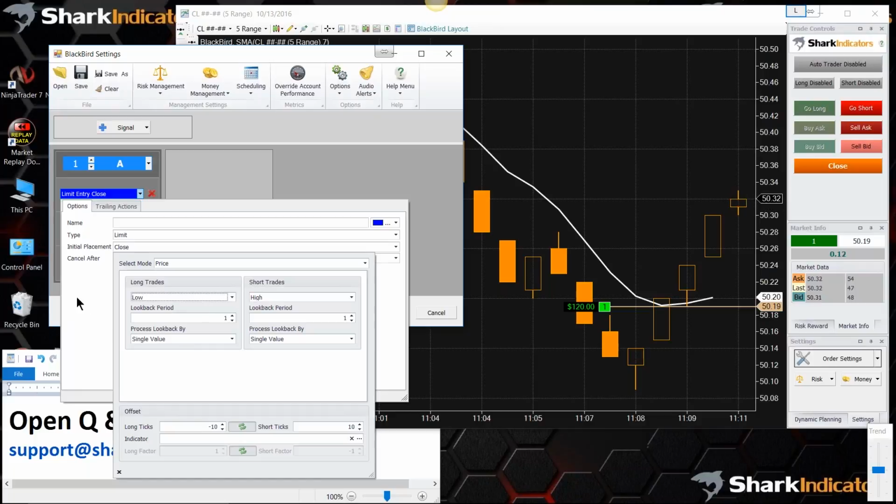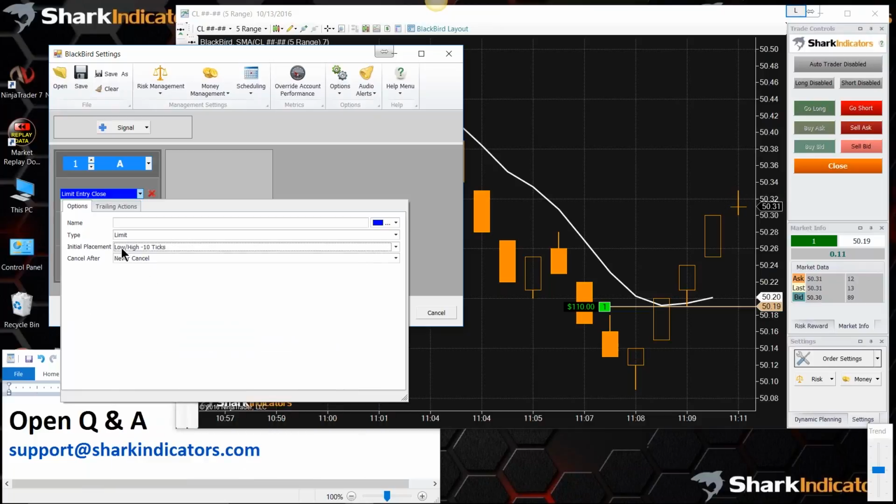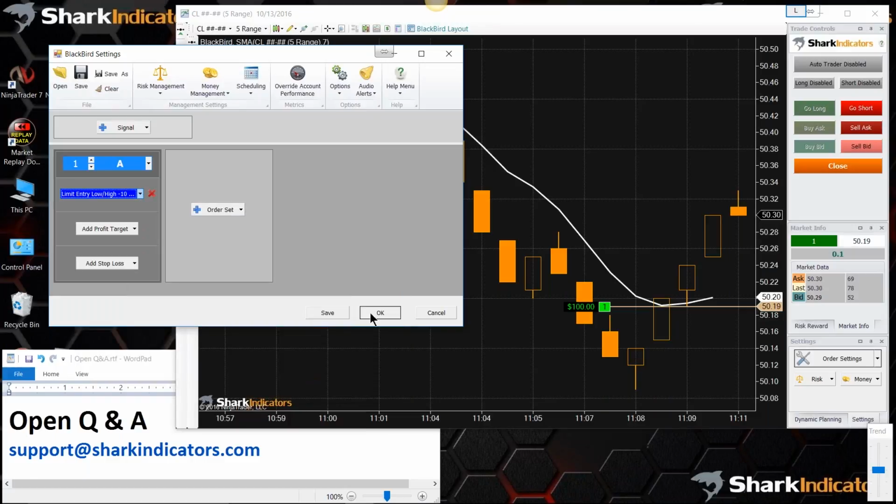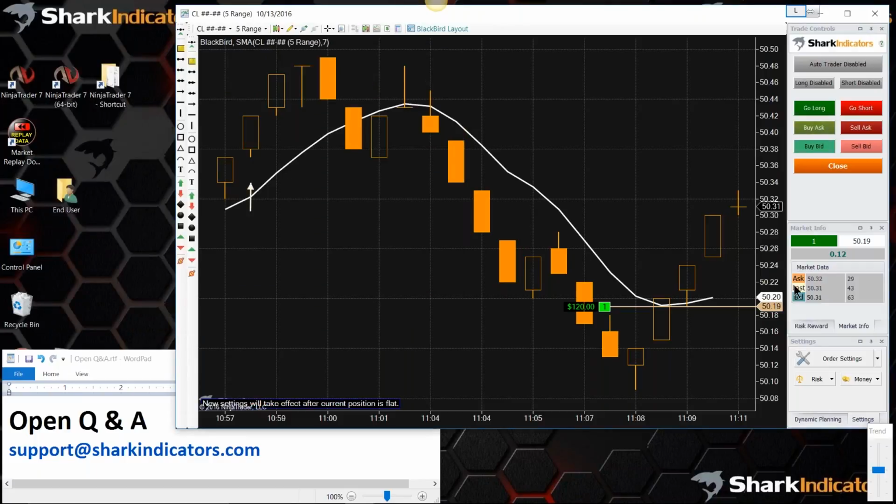So there's another option if you want to set that limit order way out there so it doesn't get hit right away. It gives you plenty of time to grab it and move it wherever you want. So we could do something like that.